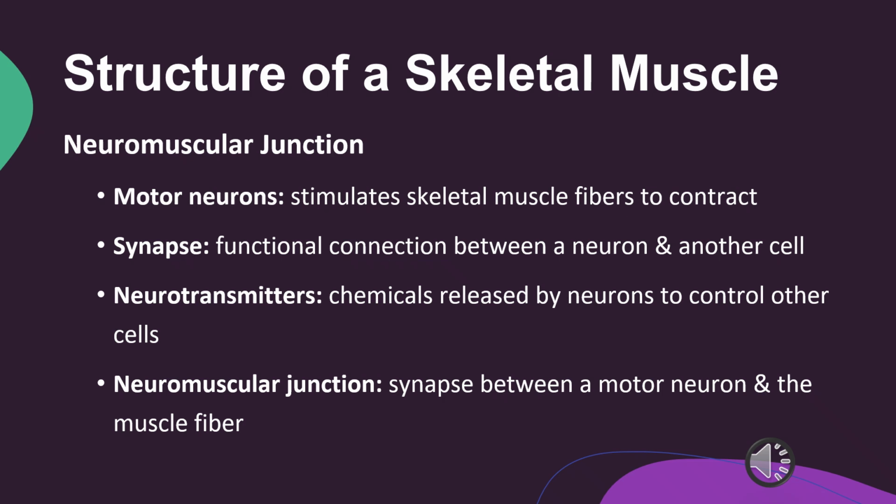Right, so to send that signal, the neuron releases what are called neurotransmitters. These are chemical messengers that travel across the synapse and bind to receptors on the muscle cells, and that triggers a response. In this particular case, it triggers contraction. And the specific synapse between a motor neuron and a muscle fiber is what we call the neuromuscular junction.